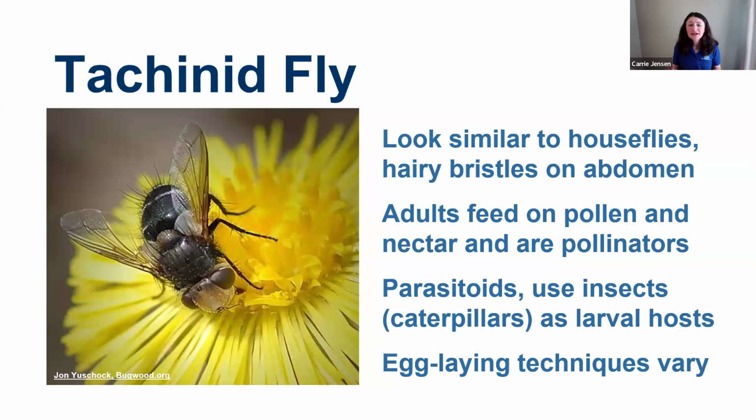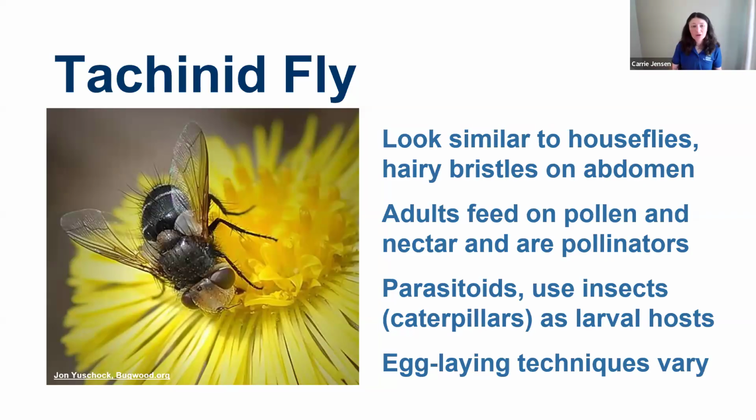Tachinid fly, another really beneficial fly. They look like houseflies, but they're hairier, bristlier. They feed on pollen and nectar as adults, but they are parasitoids. So they lay their eggs inside a caterpillar, which then eats the caterpillar from the inside.